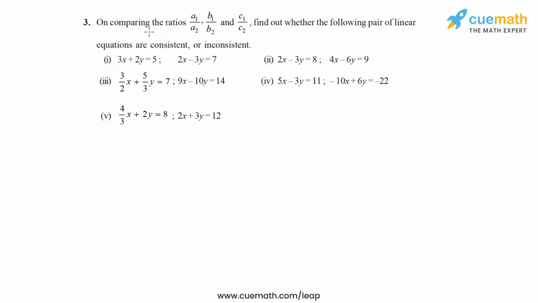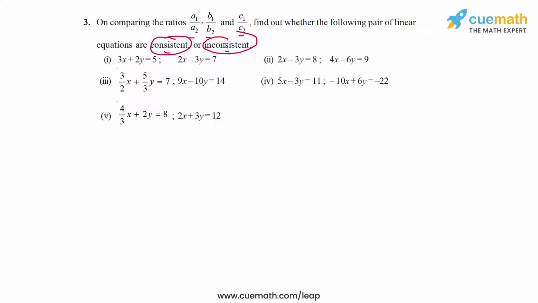Question 3 says, on comparing the ratios a1 by a2, b1 by b2 and c1 by c2 for each pair of equations, find whether the pair of equations are consistent or inconsistent. So let's first discuss the meaning of consistent and inconsistent pairs of linear equations. A consistent pair of linear equations is any pair that has at least one solution, and an inconsistent pair of linear equations is a pair of linear equations that has no solution.